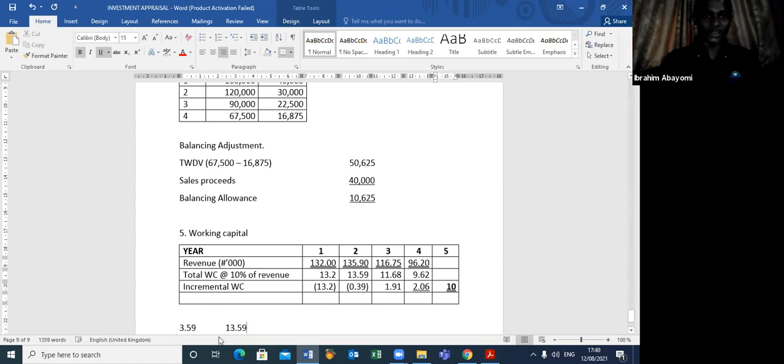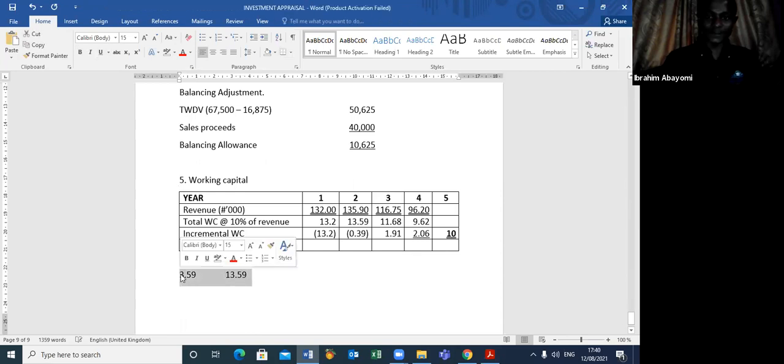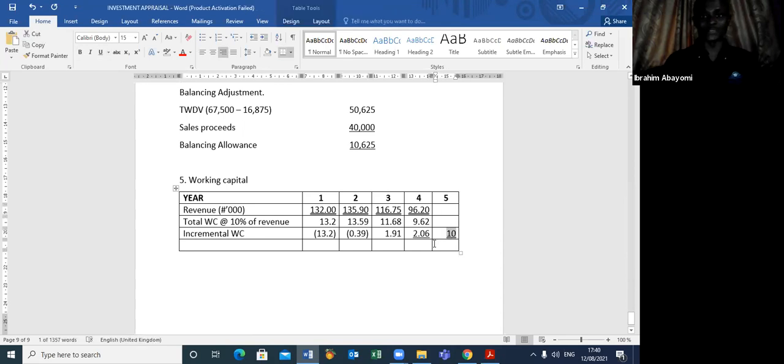Now, the question you will ask me is, this project is not going to year 5 now. Why am I recovering working capital in year 5? I'm not recovering working capital in year 5. Look at what is happening. This working capital is a year 1 working capital. The working capital for year 1 must be put into the business at the beginning of year 1. The beginning of year 1 is year 0. So this one is going to be injected in year 0.